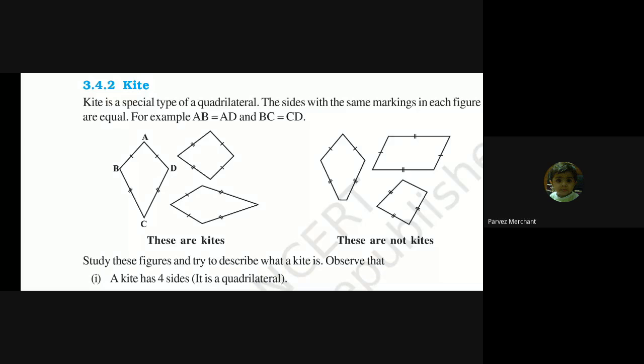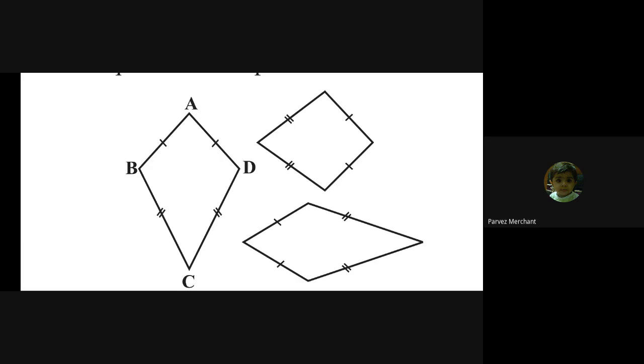If in any quadrilateral the adjacent sides are equal, it is a kite. And what is the meaning of adjacent? Adjacent means nearby. For example, in this quadrilateral ABCD, AB and AD are adjacent and equal. And again, BC and DC are also adjacent and also equal. So the quadrilateral ABCD is a kite.